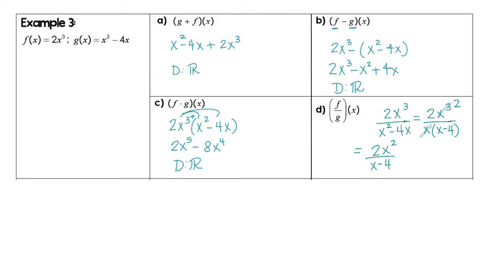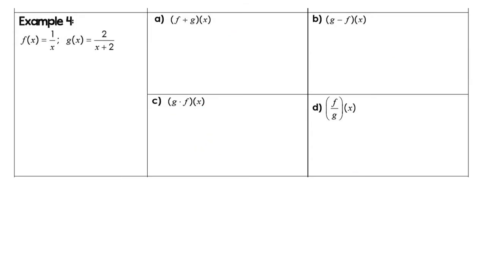Now our domain, it would be great if it was all real numbers, but it's not. We have a rational function here, so I've got to take x minus 4 and set that equal to 0 and solve, and notice that the number 4 is going to make that denominator 0. So here our domain is going to be all real numbers, except x cannot be equal to 4.